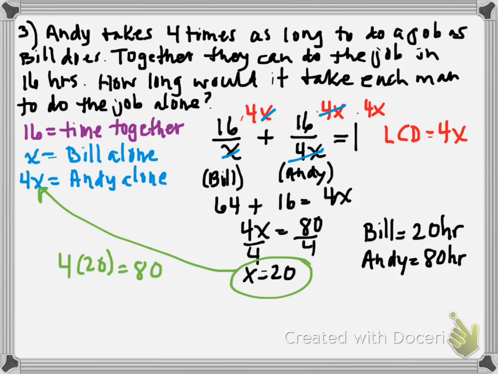If you notice, the together time was 16, only 4 hours less than Bill doing the job alone. Andy, look at his time. He's the one that slows them down. So there's probably poor Bill trying to crack the whip on Andy. Okay? All right, next problem.